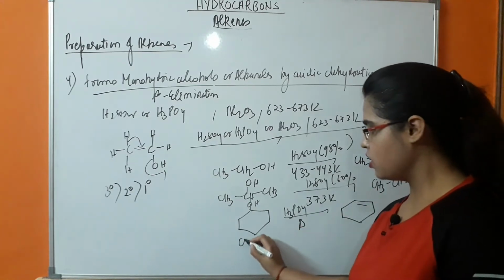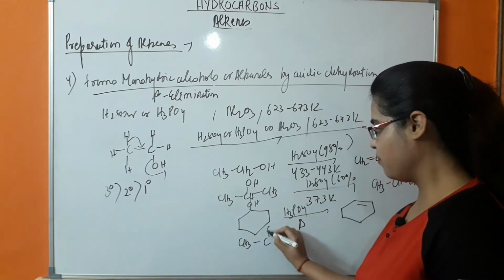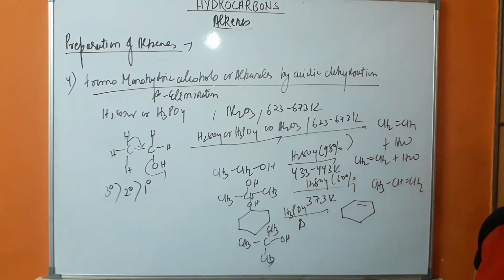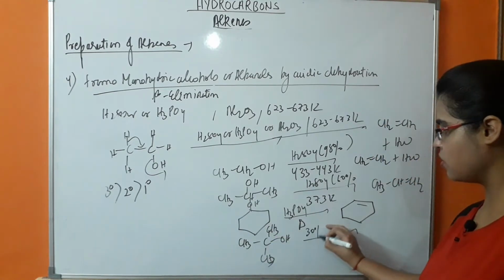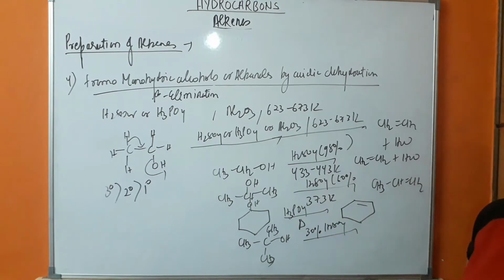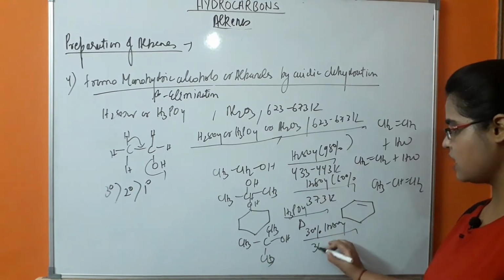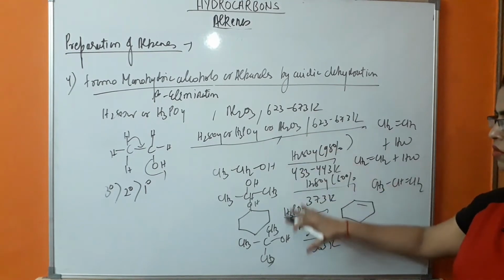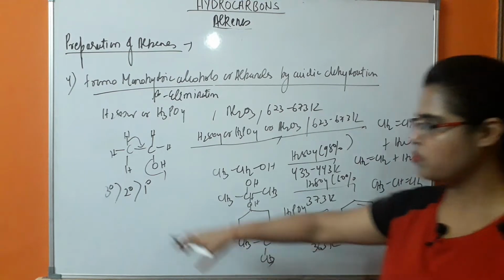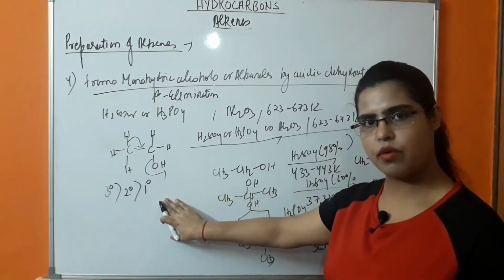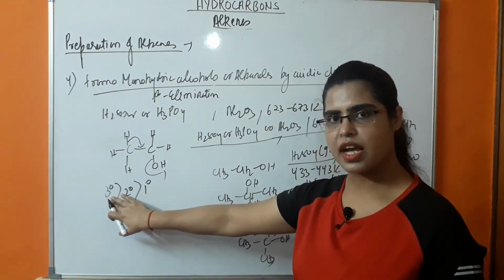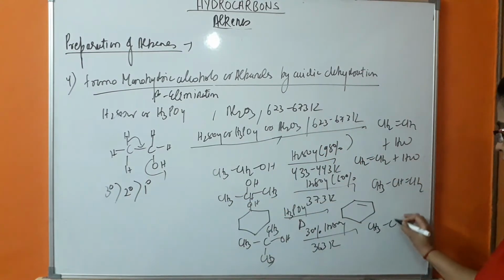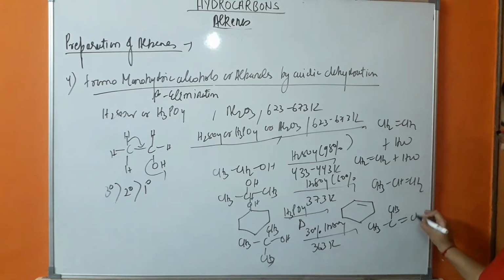If tertiary alcohol is taken, in this case 30% H2SO4 concentration will be used and the temperature is 363 Kelvin. So the drastic condition of this reaction will decrease on the basis of the reactivity of alcohol, that is 3 degree is most reactive, then 2 degree and 1 degree. In this there will be formation of tertiary alkene.